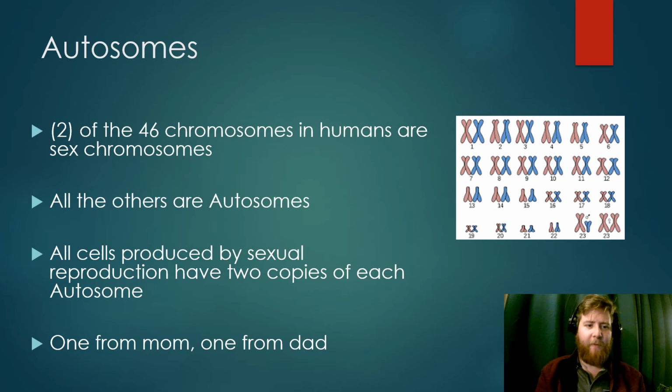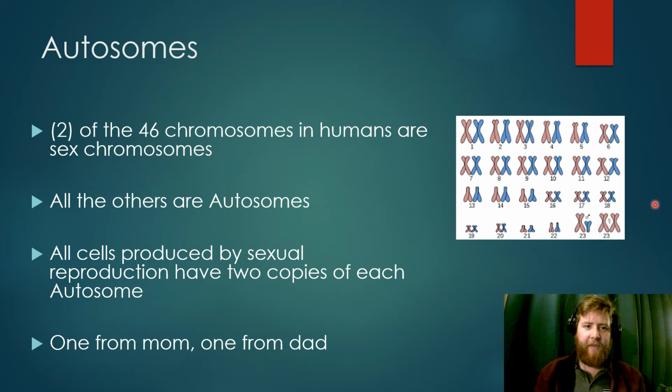The second type of chromosome is the autosomes. These two here are either male or female, but the 23rd pair here are the sex chromosomes. All other 22 pairs of these chromosomes we call autosomes or body chromosomes.